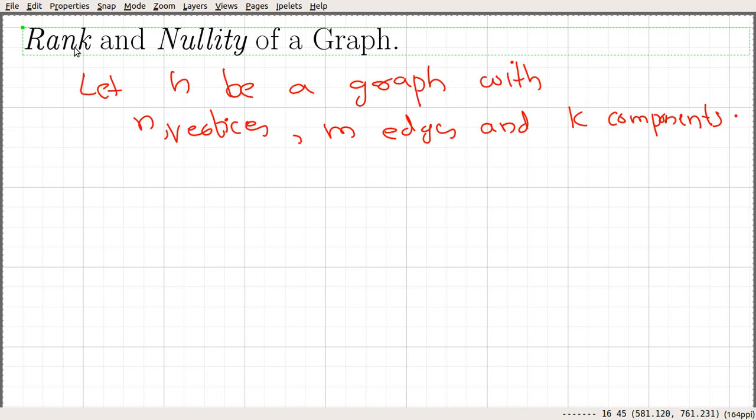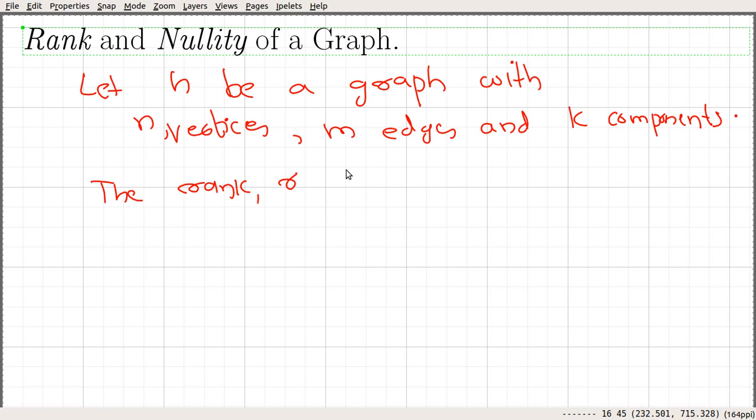Okay, so these terms rank and nullity relate the number of vertices, number of edges and the components in the graph. These two terms are very important to graph theory. This relates the number of vertices, number of edges and number of components in the graph.